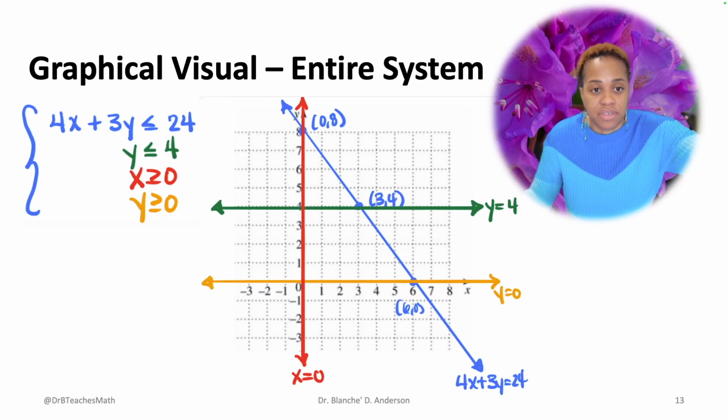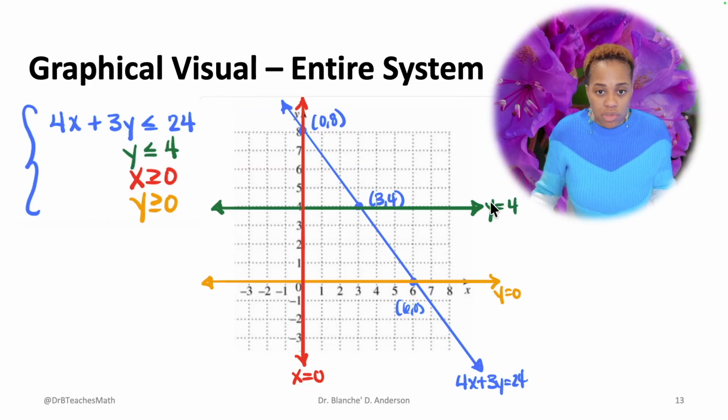This is the whole system. So if I graph the whole system, here's the y-axis, here's the x-axis. This is where y is equal to 0. This is where y is equal to 4. This is where x is equal to 0. And then this is my blue line. So my lines match the graphs. All of my graphs are solid lines because it says less than or equal to. So that means it's not going to be dotted. It's going to be on the line or wherever we shade.